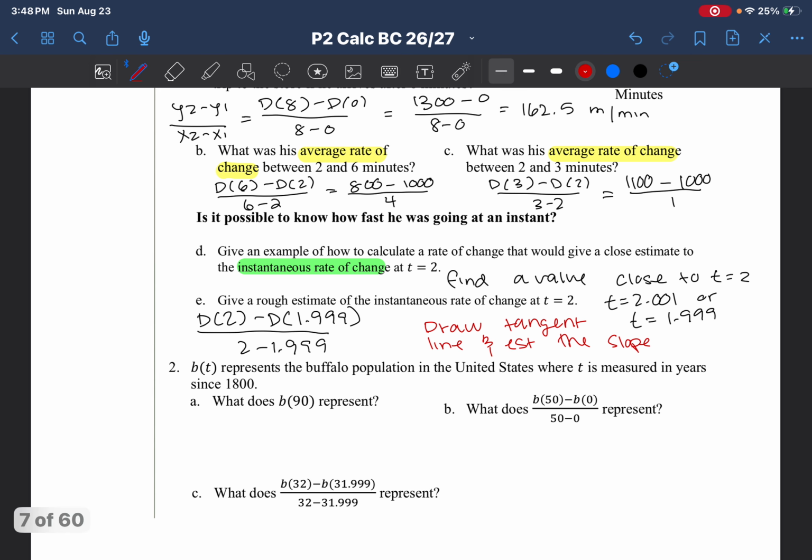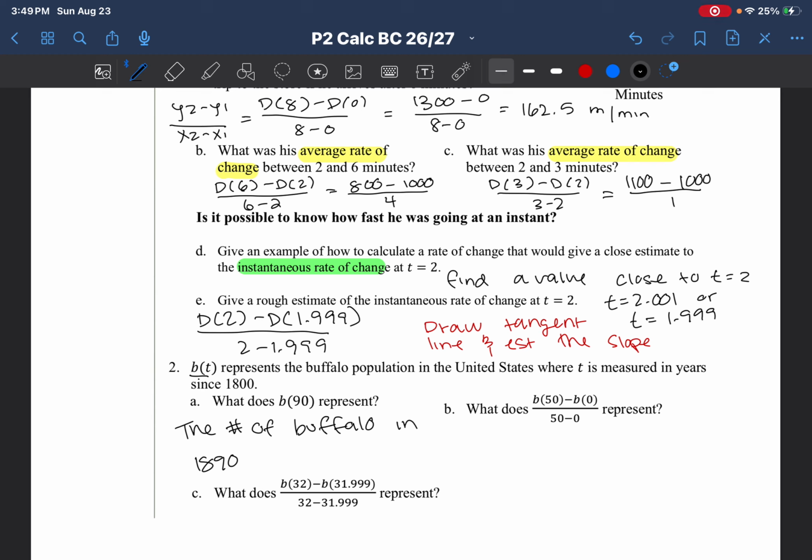Okay, number 2 says B of T represents the buffalo population in the U.S. where T is measured in years since 1800. It says, what does B of 90 represent? Okay, so we're told that B of T is the buffalo population and T is years after 1800. So this is going to be the number of buffalo in 1890. Okay, 90 years after 1800.